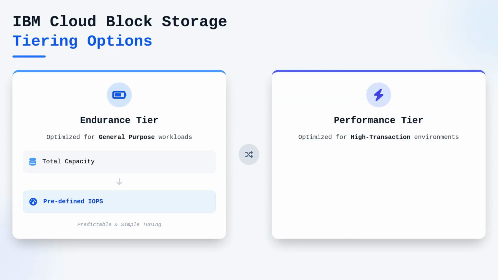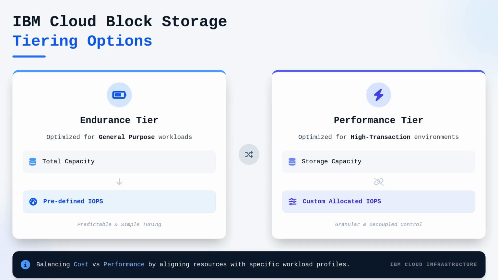Conversely, performance tiers offer a much higher degree of granularity, allowing you to explicitly allocate custom IOPS values to match the specific and often stringent demands of an application. By decoupling storage capacity from performance throughput, you gain the flexibility to provision exactly the amount of IOPS required for high transaction environments, ensuring you are not over-provisioning resources while still meeting critical performance level agreements.